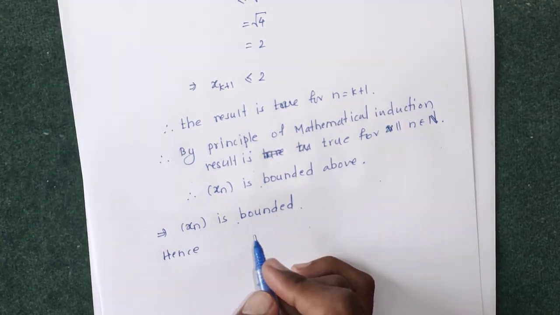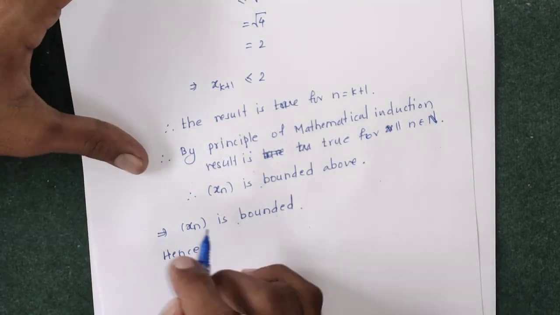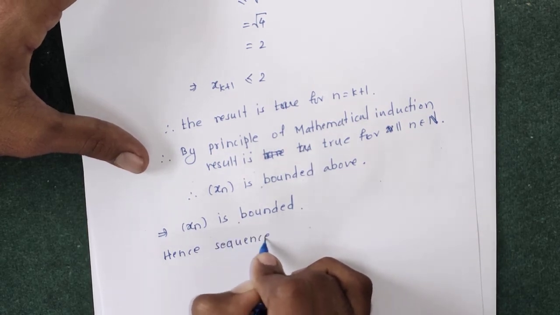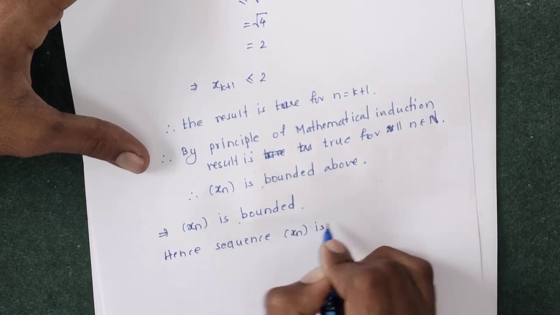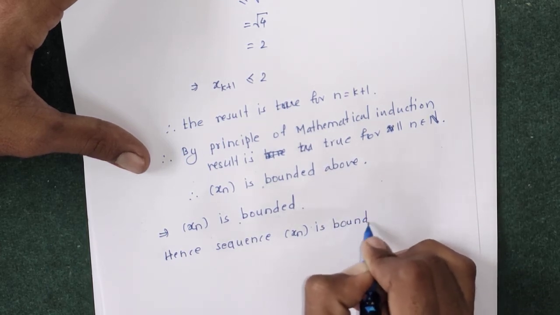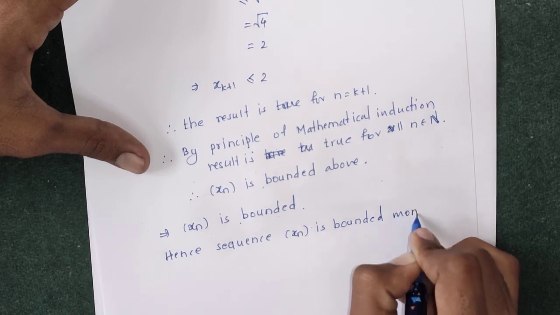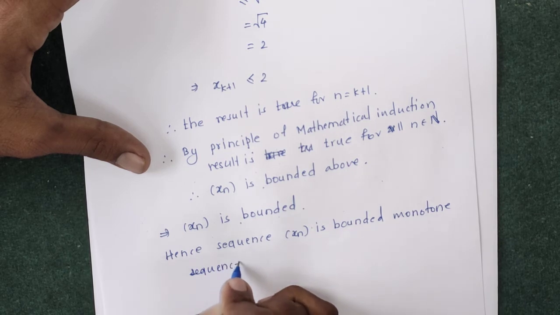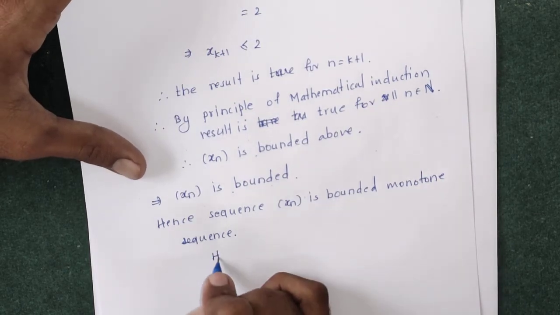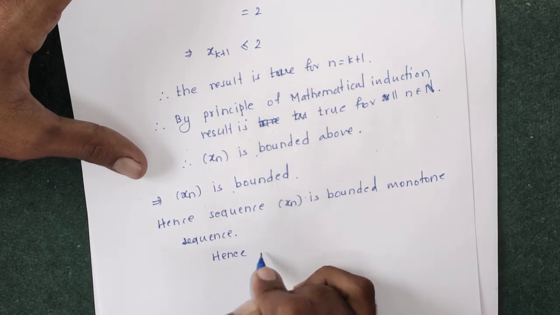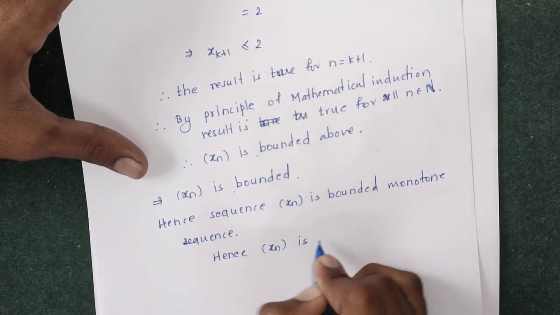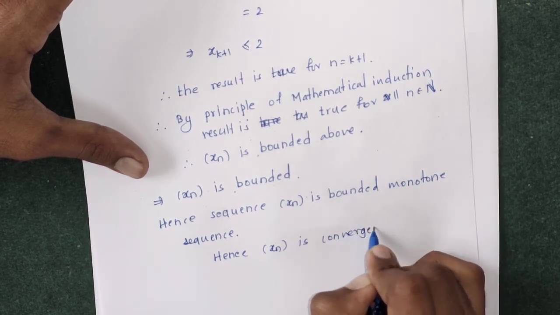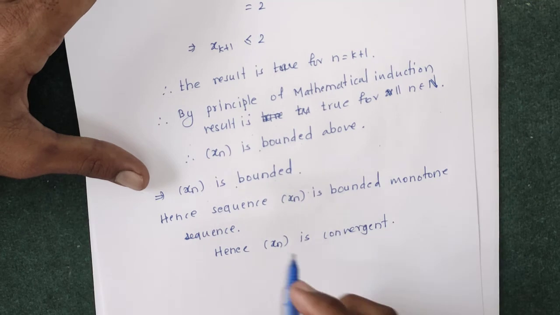Monotone means the sequence is either increasing or decreasing. We have proved the sequence is increasing and bounded. Hence the sequence xn is a bounded monotone sequence. Hence this sequence is convergent. Hence the sequence xn is convergent by using the monotone convergence theorem.